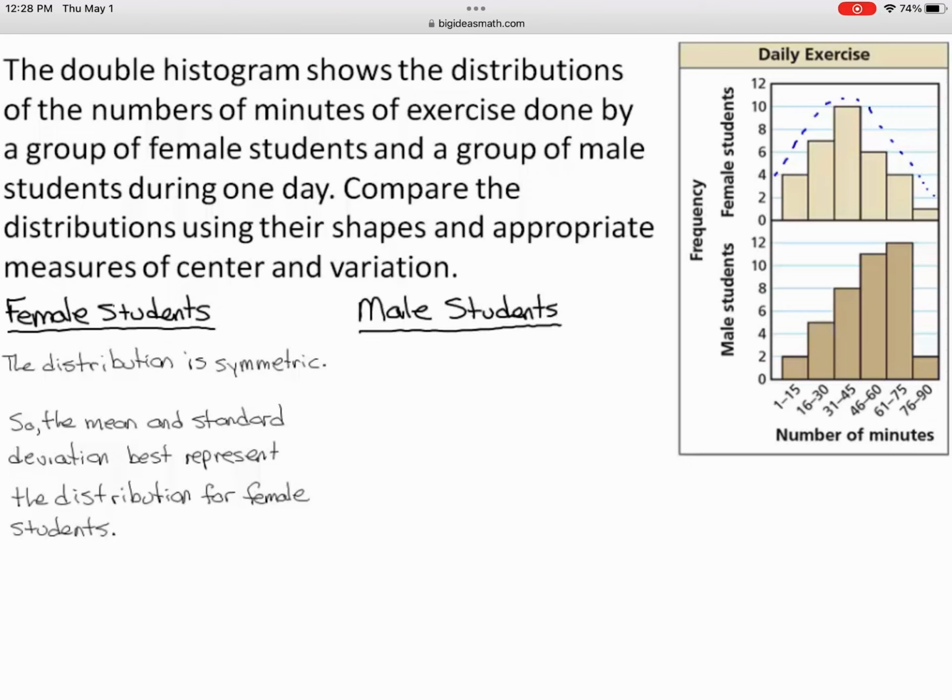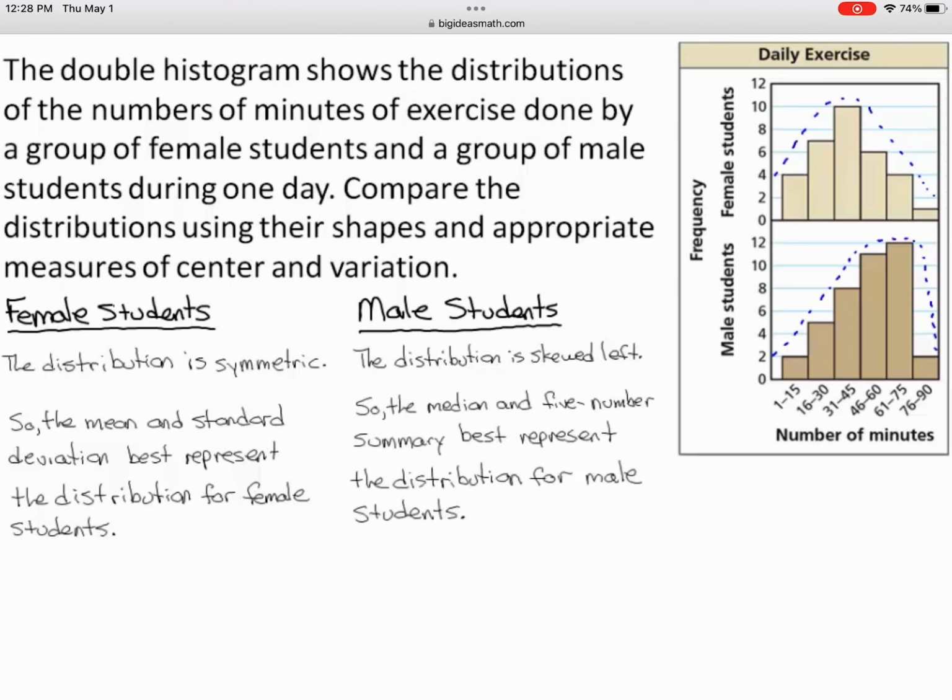Next, consider the group of male students. Notice that most of the data are on the right and the tail of the graph extends to the left, so the distribution is skewed left. So the median and 5-number summary best represent the distribution for male students.